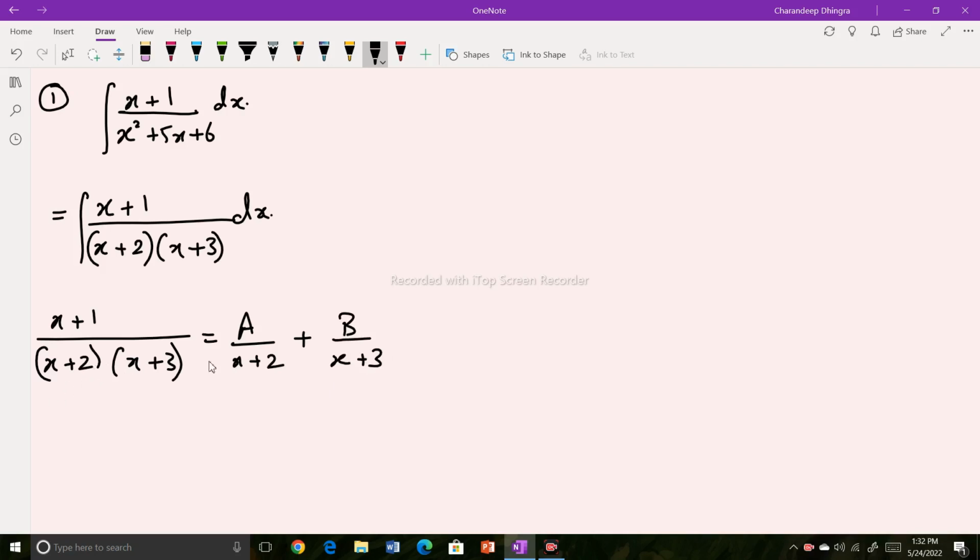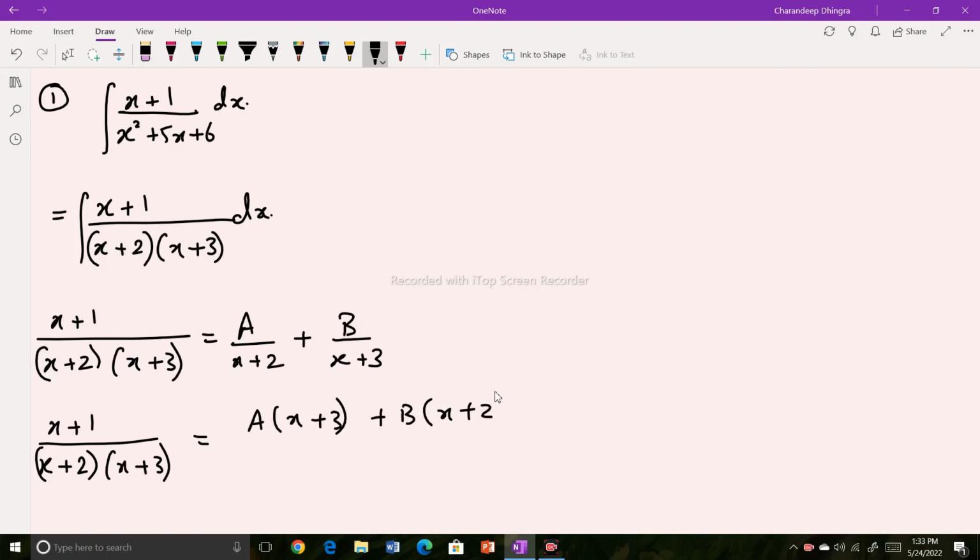Right? Now we'll take LCM. So what you get is x plus 1 upon x plus 2 x plus 3 equal to, now you take LCM, a into x plus 3 plus b into x plus 2 upon x plus 2 x plus 3. The denominator gets cancelled.